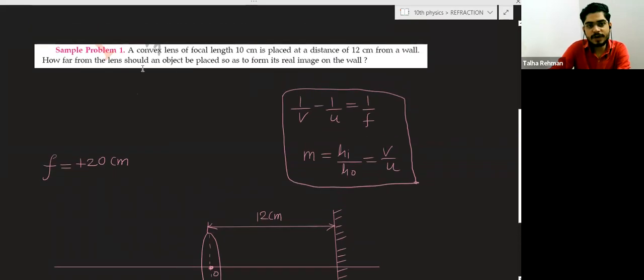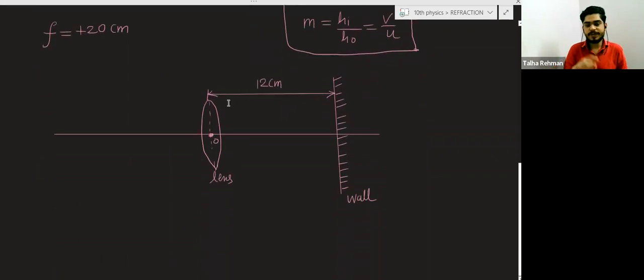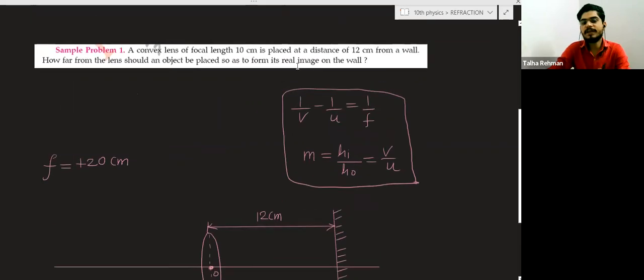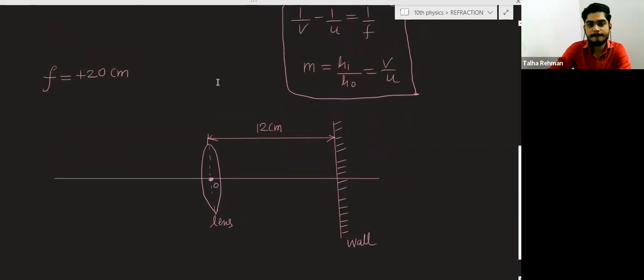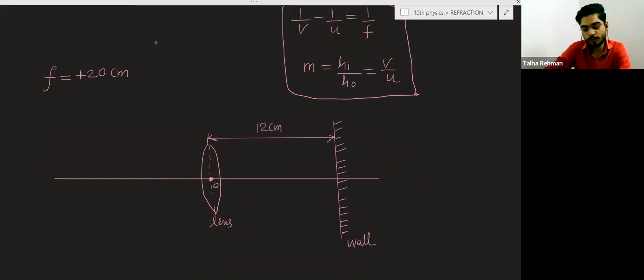They are asking how far from this lens an object should be placed to form a real image on the wall. So where will you place your object so that you get the real image on the wall? The meaning of this statement is that we don't know where we have to put the object.